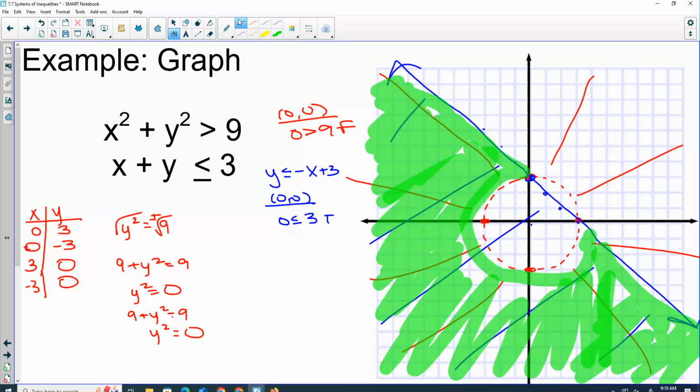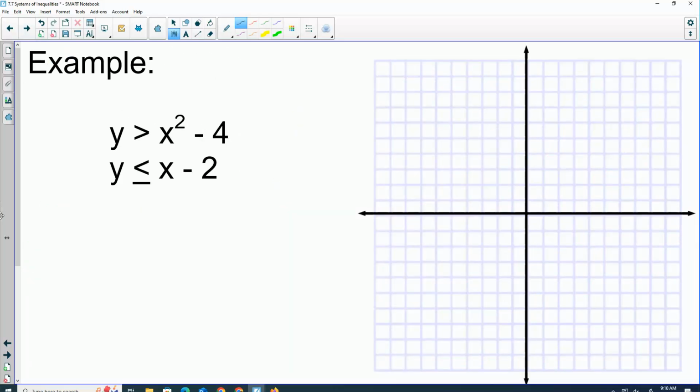Is that one okay? We'll do at least 2 more. I have others on here. We'll do whatever we need to.